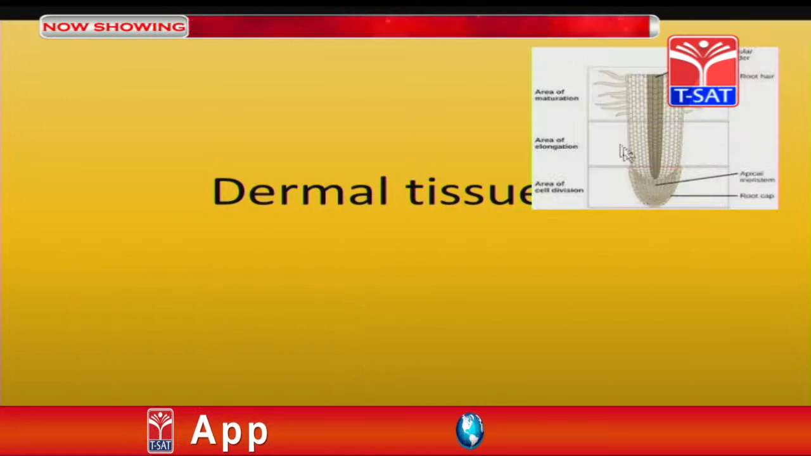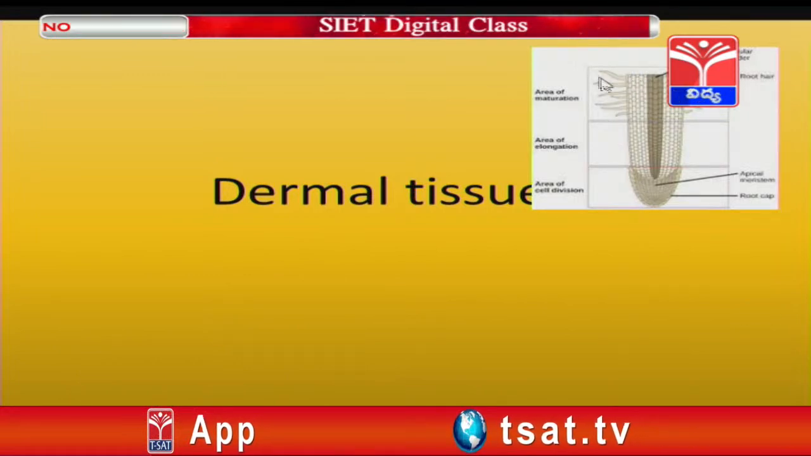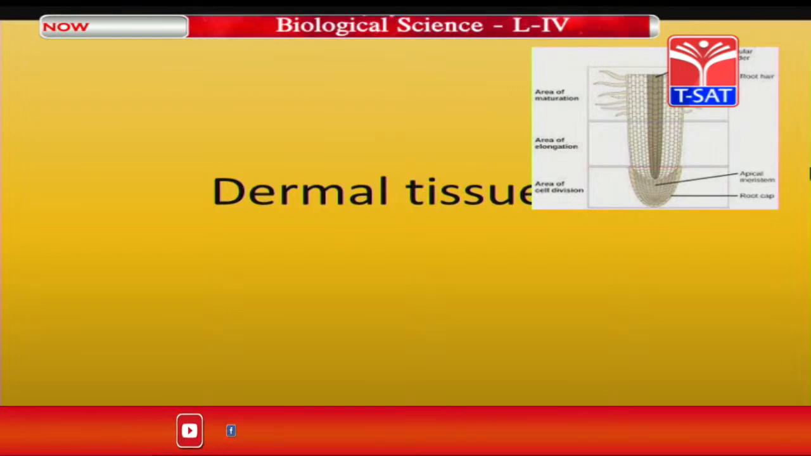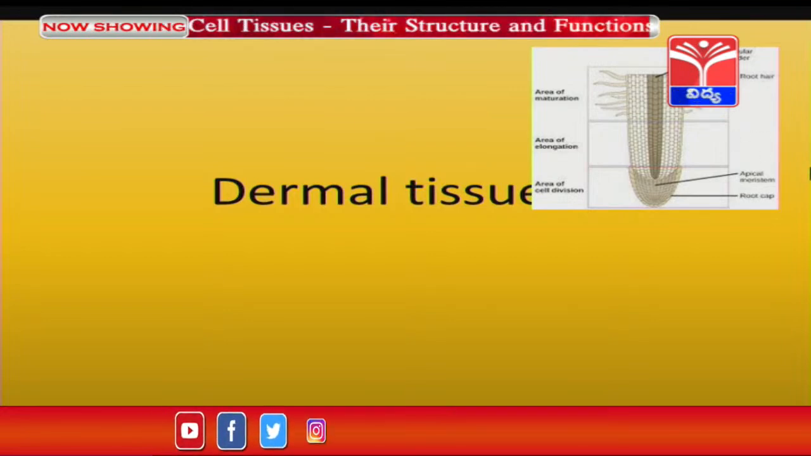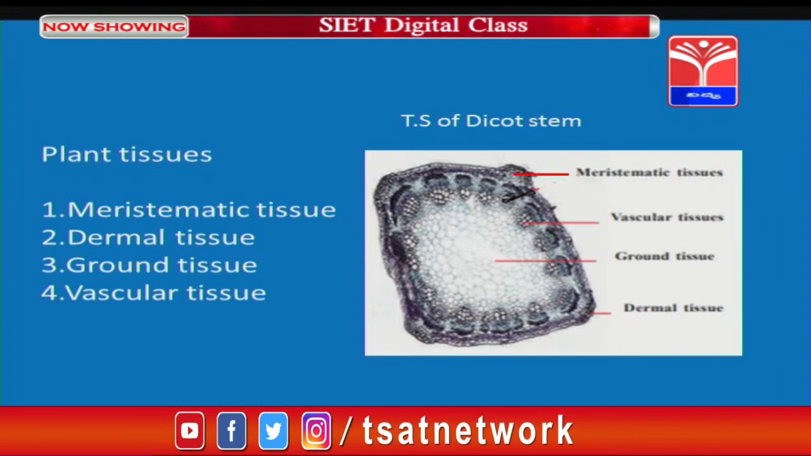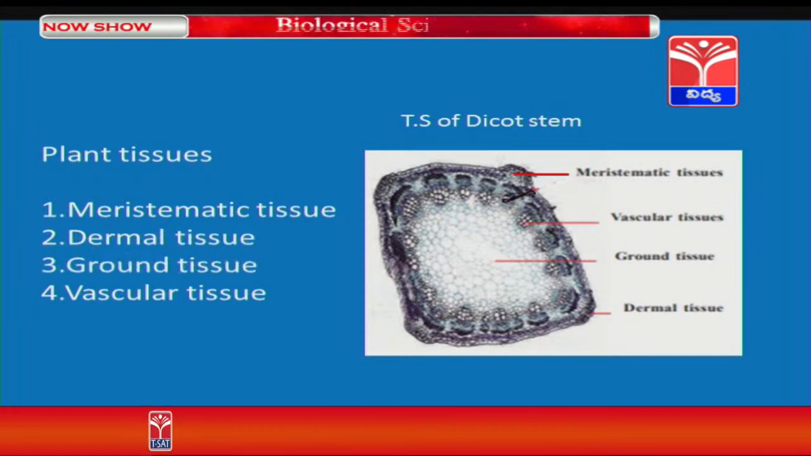Dermal tissue in roots has some specialized cells called root hairs. These root hairs help in absorption of water. Now, let us move on to the third tissue, that is ground tissue.